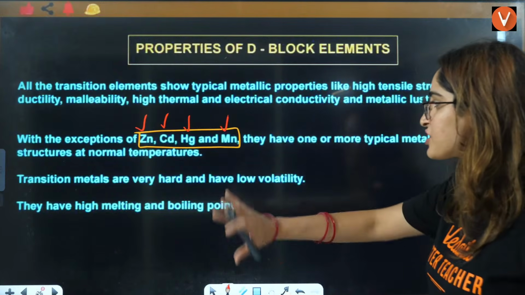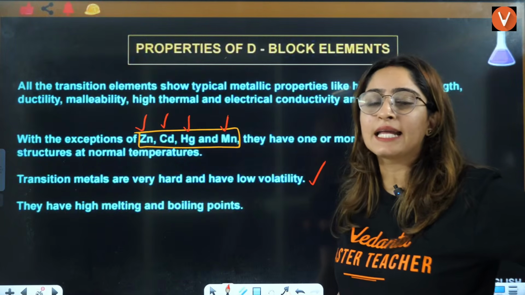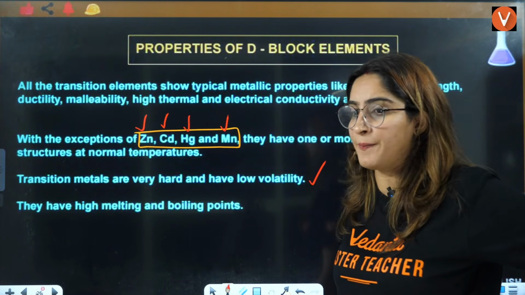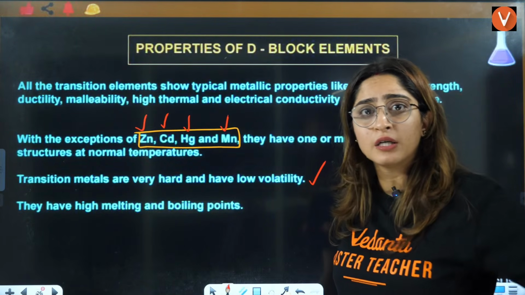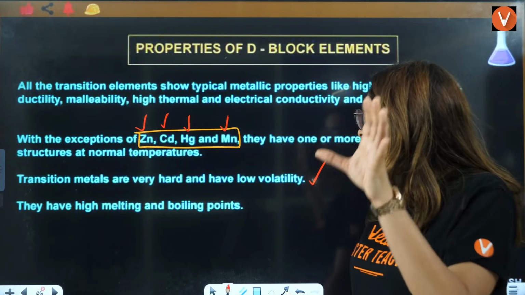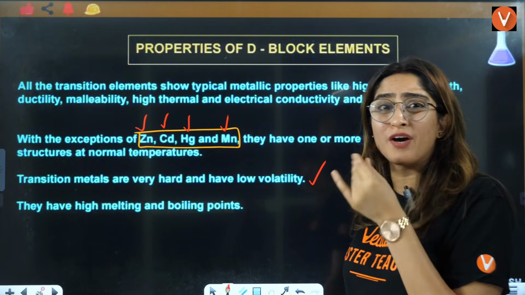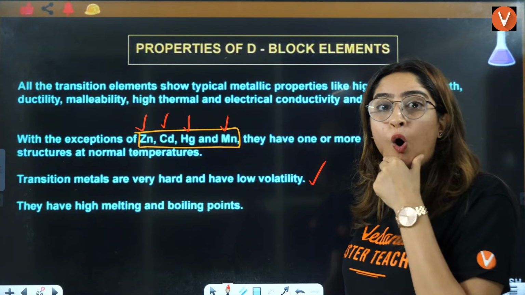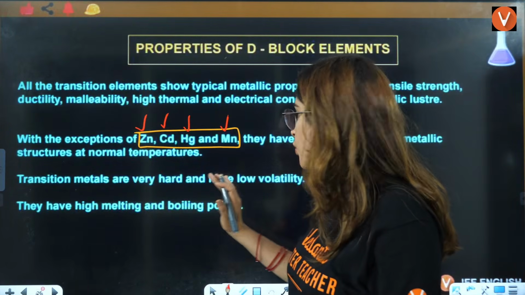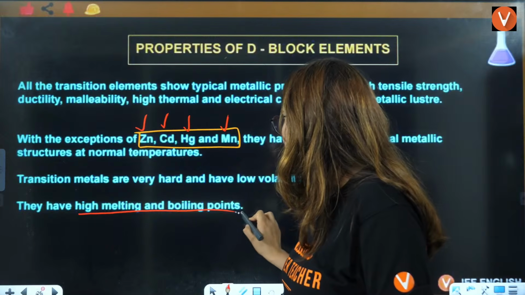So transition metals are very hard and have very low volatility. Let's talk about some common metals that you have. Gold, it's hard. Not that hard, but still it's hard. Then you have silver, copper. All these are your transition elements that are very hard and have low volatility. They have high melting and boiling point.